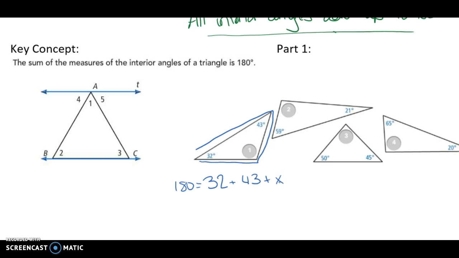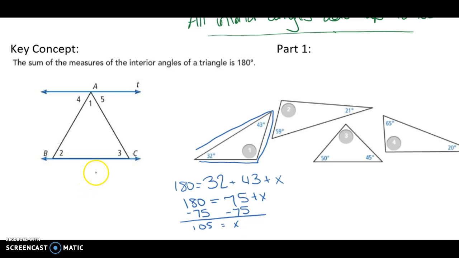So you can work it through one of two ways. One is you can go ahead and set it up like I have set it up, and you can say 32 plus 43 is going to be 75 plus x equals 180. And then we go ahead and we subtract out the 75 from both sides. And then we have 105 equals x.